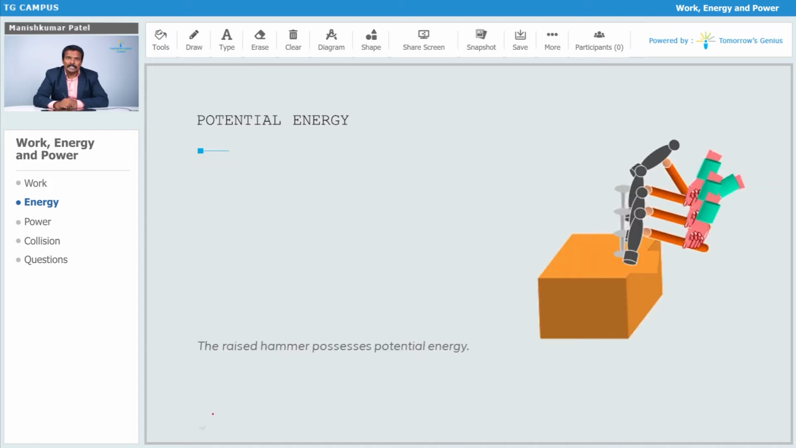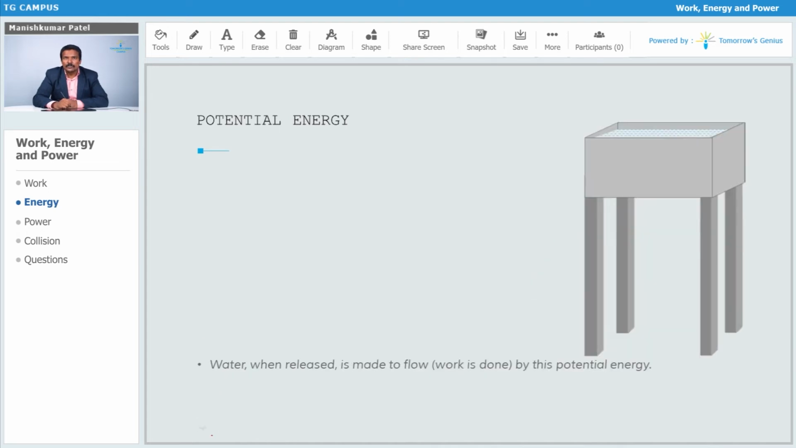The raised hammer possesses potential energy, then you have to release it. When you release it, the potential energy gets converted into kinetic energy. This is again the water, which when released is made to flow by this potential energy, the example that we had discussed for the hydroelectric power plant.